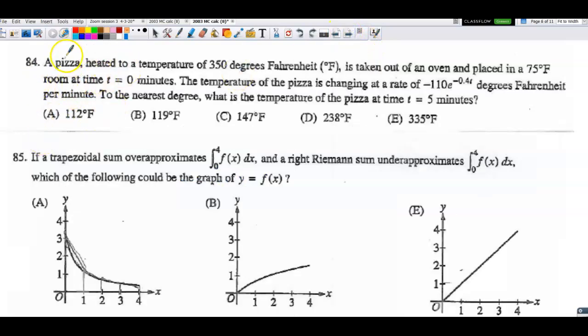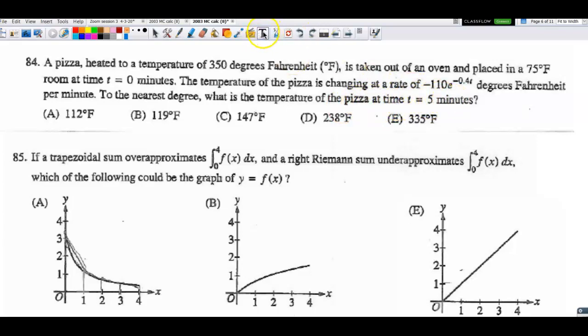Number 84. A pizza heated to a temperature of 350 degrees Fahrenheit is taken out of an oven and placed in a 75 degree Fahrenheit room at time t equal to 0. The temperature of the pizza is changing at a rate of negative 110 e to the 0.4 t degrees Fahrenheit per minute. To the nearest degree, what is the temperature of the pizza at t equal to 5?